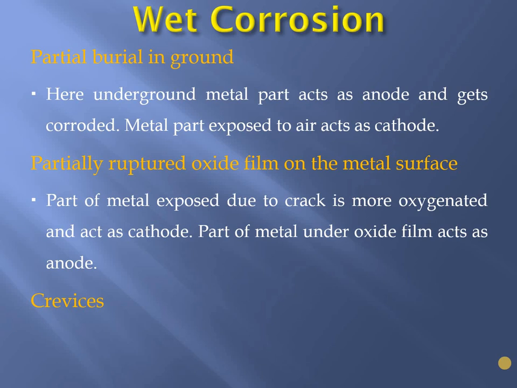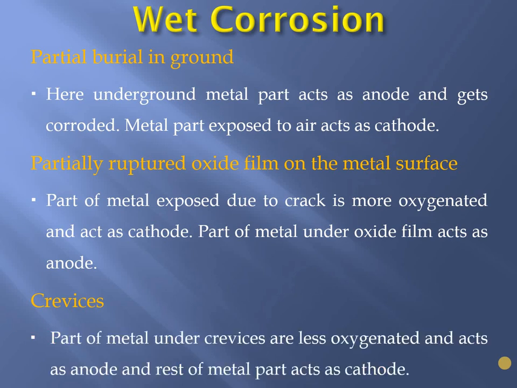Next way of concentration cell corrosion is the presence of crevices. Now when there is a presence of a crevice on the metal surface, that means either a certain part of the metal has a bend, a certain kind of joint, soldering, or a certain kind of fitting on the metal surface, then there will be certain gaps, and those are called crevices.